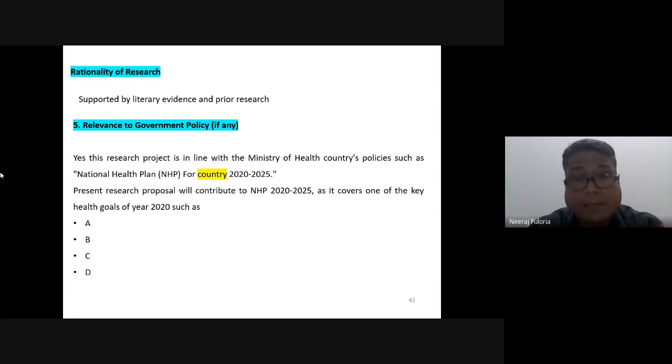Next, the present research proposal will contribute to NHP 2022 or 23-24, as it covers one of the key health goals. Because in their plan, there will be many health goals. So you will write here that there are 4 goals, 3 goals, and our project is contributing to that particular goal. So this is the relevance to government policy, if any.